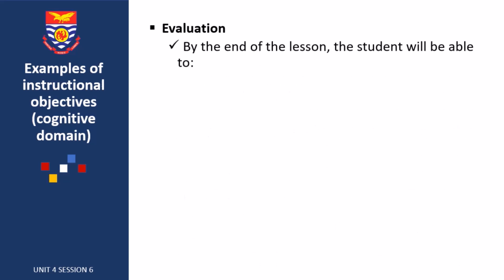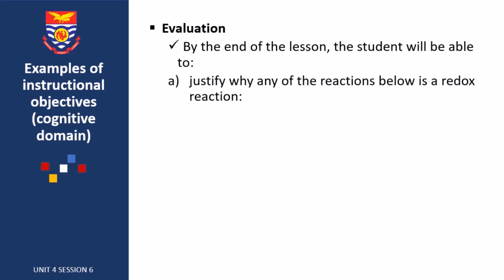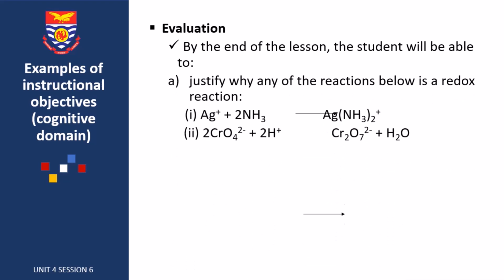Okay, so let's look at the last level, which is evaluation, and it is at the apex, or at the top, which requires a lot from students as compared to the rest of the levels. An example is, by the end of the lesson, the student will be able to justify why any of the reactions below is a redox reaction. So we have these reactions that students are going to justify, which means that they should even know which ones among these reactions are redox reactions before they would even be able to justify.